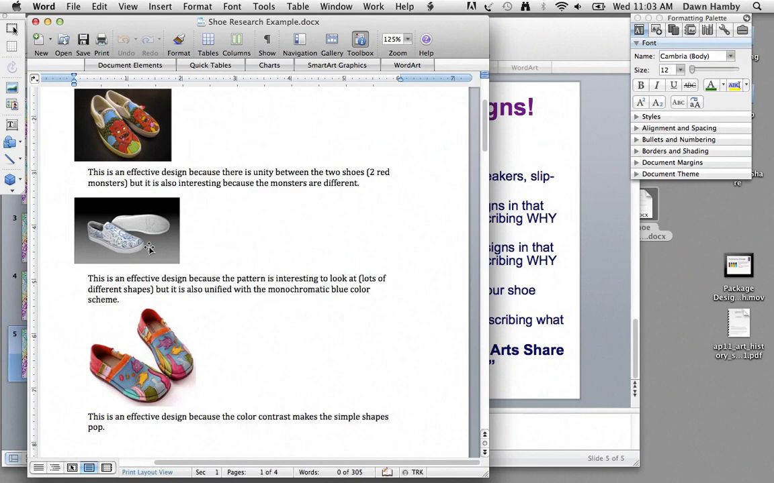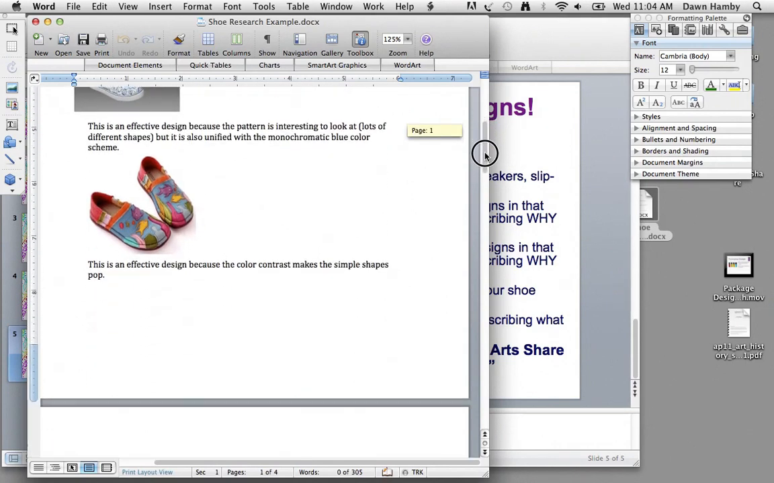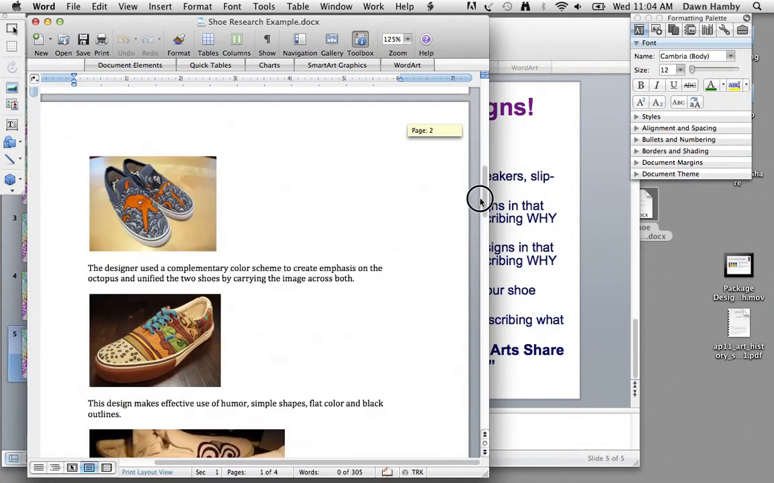Here's a very different design, much more unified than this monster example. But this design is effective because the pattern is interesting to look at. There's lots of different shapes. It's also unified with a monochromatic blue color scheme. So again, draw on that vocabulary that you know. Look at the color, look at the elements, and determine what is making that an effective design. So you need 6 of these.